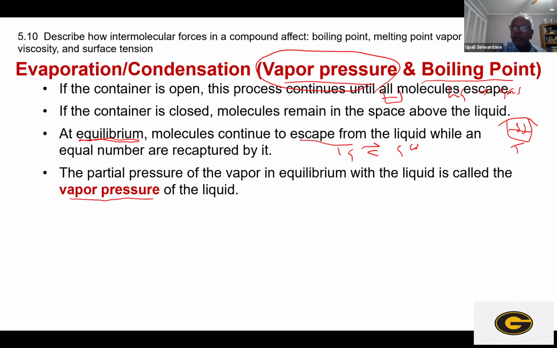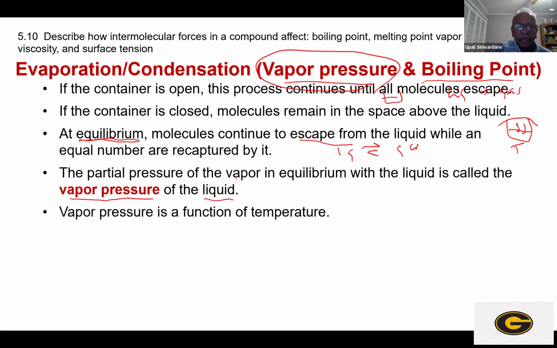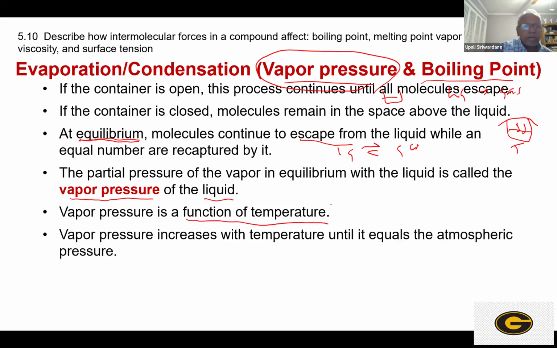We talk about Dalton's partial pressure. There could be other particles in the gas phase. We are only looking at the pressure exerted by that liquid only. Therefore, the partial pressure increases with temperature. Therefore, it is a function of temperature. Vapor pressure increases with the temperature until it equals the atmospheric pressure.